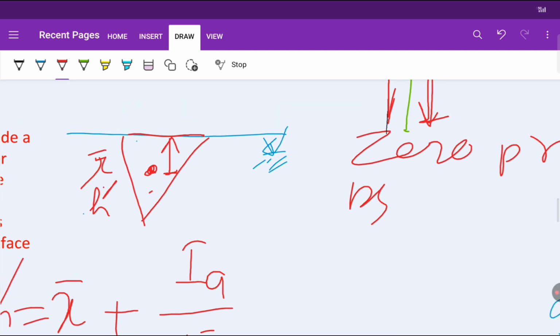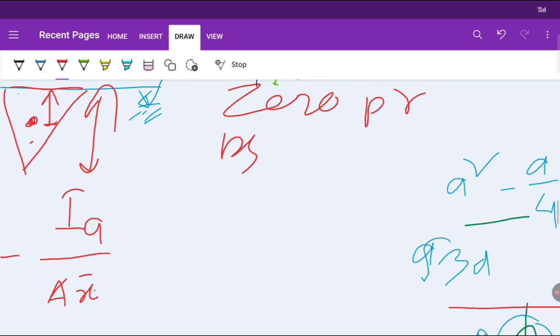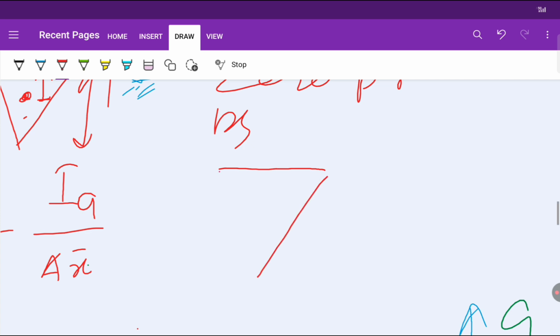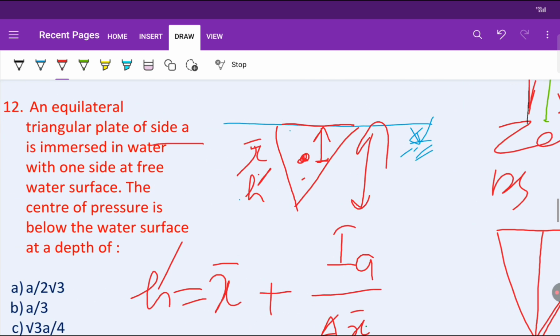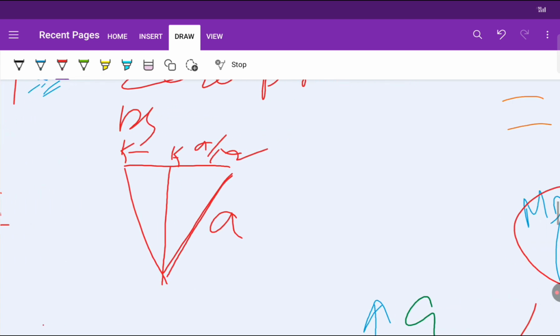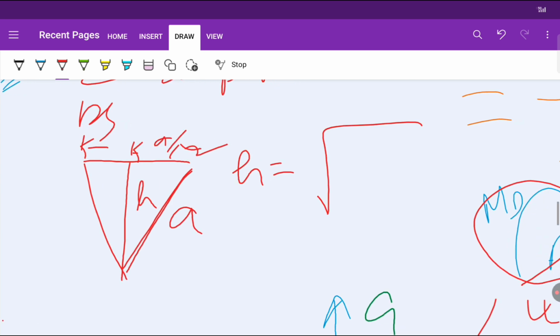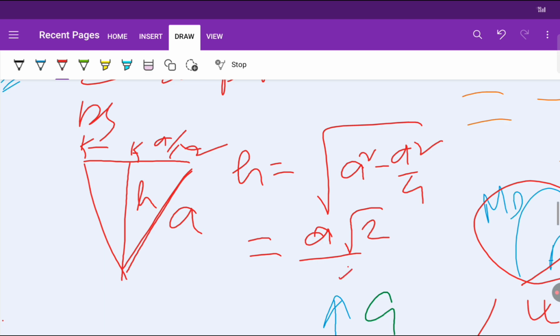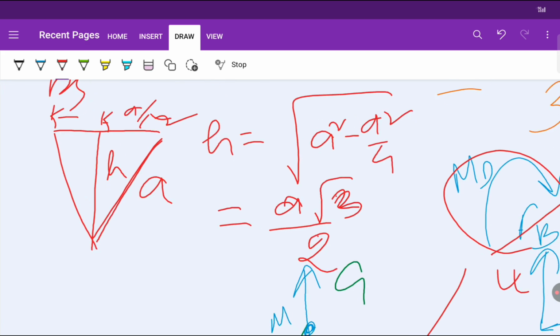So now we need to find one thing for calculating moment of inertia, that is our H, the vertical height. For calculating that, let us do something. So this is our A. In the given question, we have the side measurement as A. This base is A. So if I take this portion, then we have A upon 2, right? If I apply the Pythagoras theorem here, this height H will be the square root of A square minus A square upon 4, so finally we have A root 3 upon 2, right?